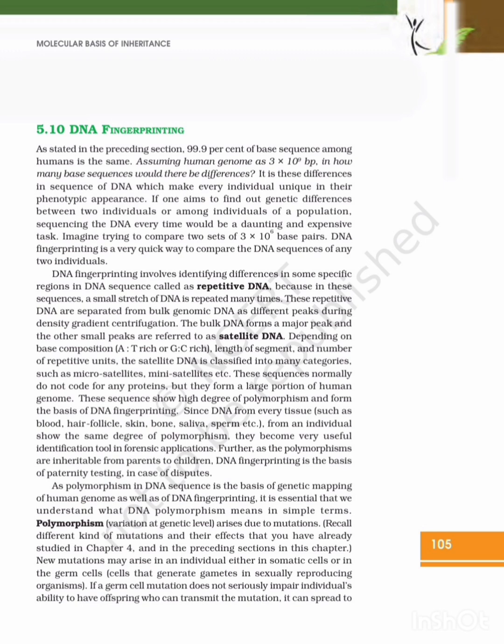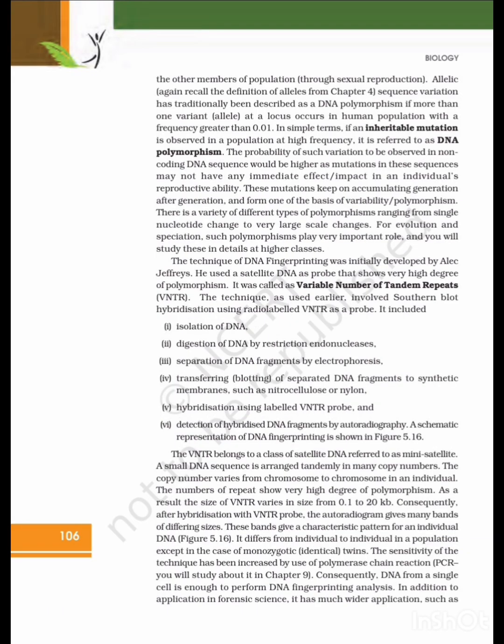Polymorphism, variation at the genetic level, arises due to mutation. Recall the different kinds of mutations and their effects that you have already studied in chapter 4 and in the preceding section. New mutation may arise in an individual, either in a somatic cell or in the germ cells that generate gametes in sexually reproducing organisms. If a germ cell mutation does not seriously impair the individual's ability to have offspring who can transmit the mutation, it can spread to the other members of the population through sexual reproduction.